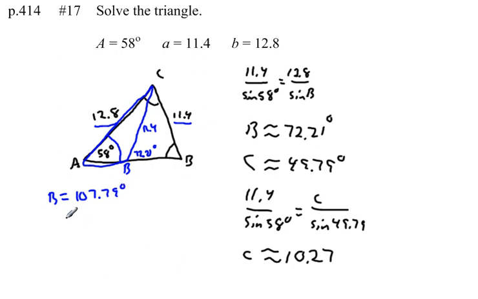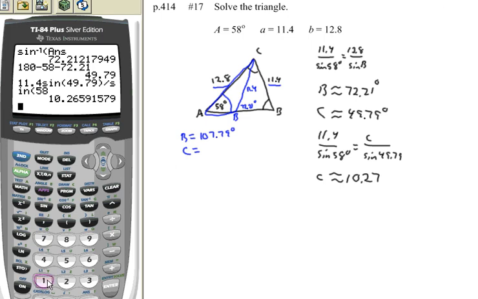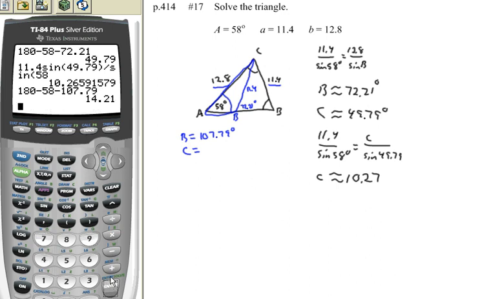Okay, the new angle C I can get because my three angles must add up to 180. So I'm going to pull my calculator out and we'll type in 180 minus angle A, which we know, minus the new angle B, and so the new angle C must be about 14.21 degrees.